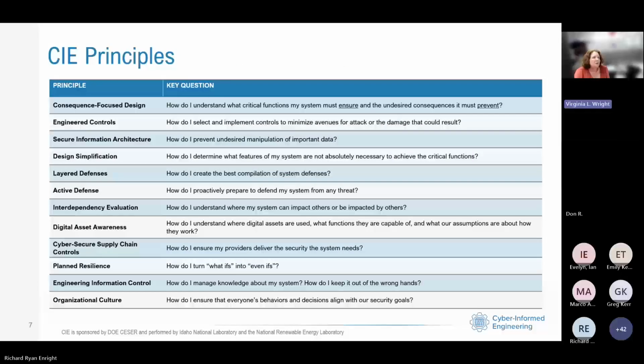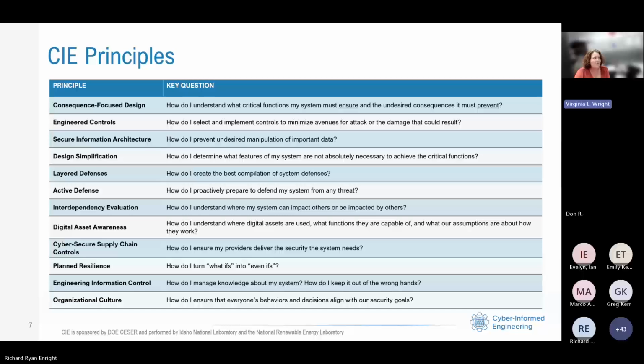The principles for cyber-informed engineering we'll go into in detail in the later part of our presentation. There are 12, and the first principle focuses on consequence-focused design. In this principle, cyber-informed engineering asks the question of what should a system do 100% of the time, always? What are the critical functions that that system must ensure, and the undesired consequences it must prevent?